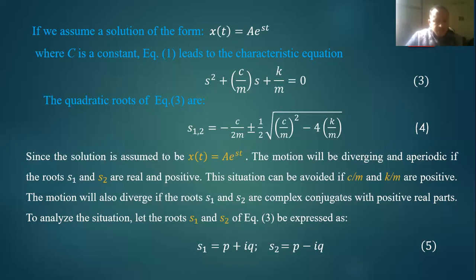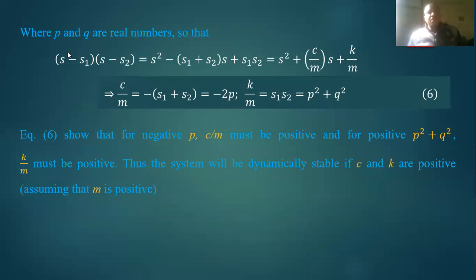To analyze the situation, let the roots s1 and s2 of equation 3 be expressed as s1 equals p plus i q and s2 equals p minus i q. This is the complex conjugate form of representation, the complex roots. Where p and q are real numbers, so that s minus s1 times s minus s2 equals, this means what?